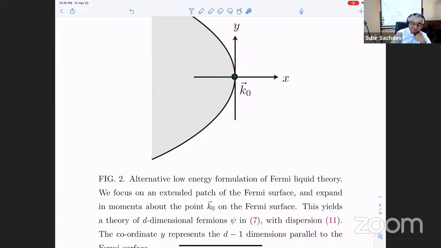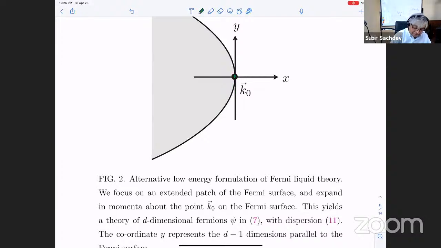So you can just see from this shape here that the energy will change linearly in this direction, but it changes quadratically in that direction. And you're tangent to the Fermi surface, so there's no change to first order. But at quadratic order, there is some change. And it's that quadratic change that gives you this parabolic shape at this point. Okay, so let's expand Ek about that point.